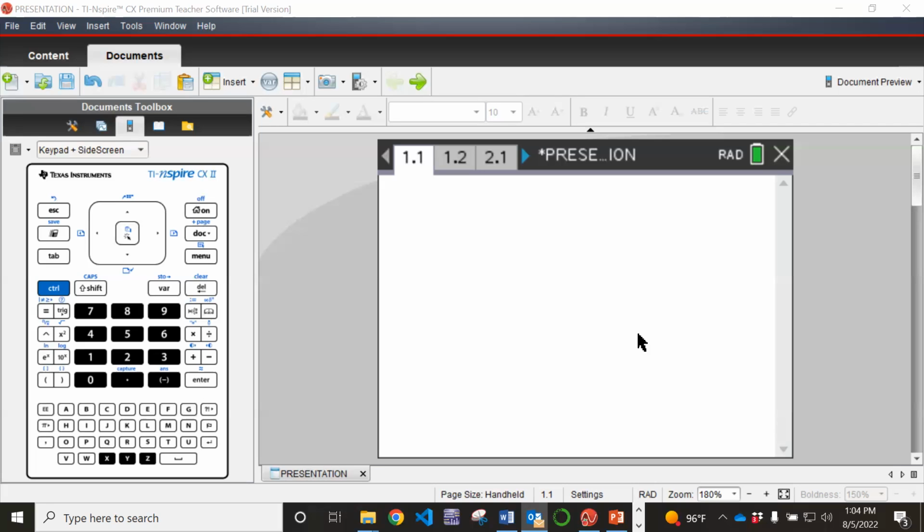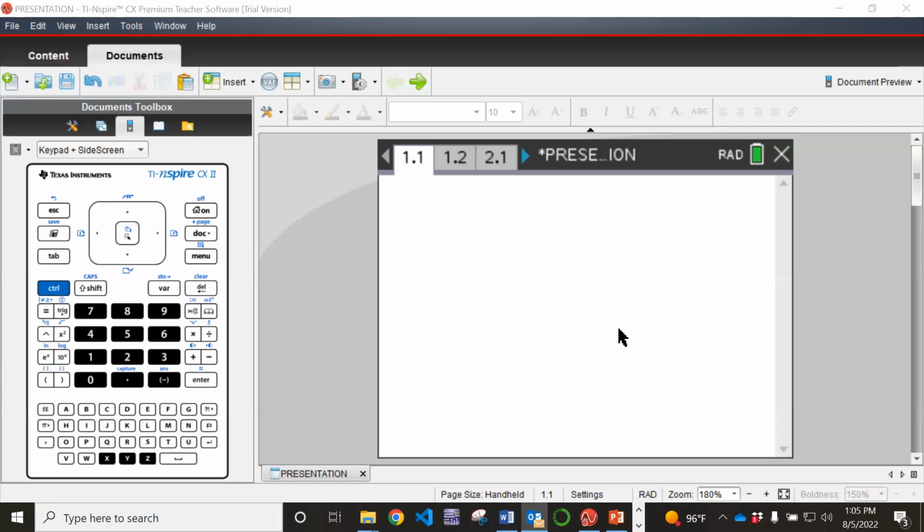The CAS is allowed on the AP Calculus exam for the portion where you can have calculators available. However, it's not allowed on the ACT exam, and the ACT is what we use here in Oklahoma. So for that reason, I encourage my students to not get the CAS version, okay? The CX version itself, or the CX2 version, is fully acceptable on the ACT as well as AP exams.